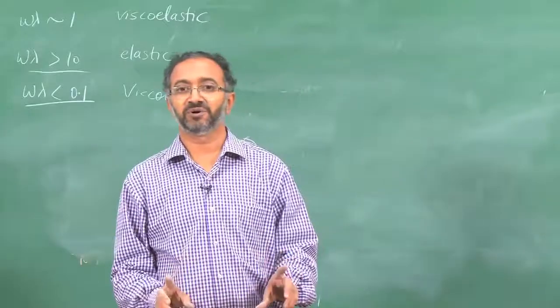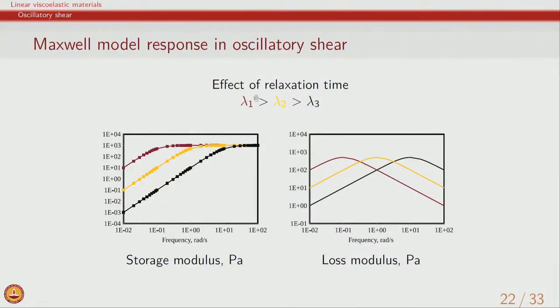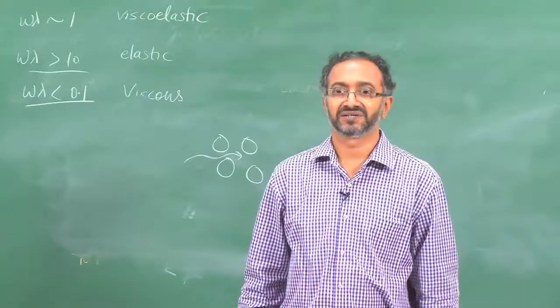Now we look at the response for 3 different relaxation times. So lambda 1, which is the brownish color, is larger compared to yellow, compared to lambda 3, which is the black. Since lambda 1 is larger, at low frequency itself you get elastic response, does it make sense? While the black, which has a very low relaxation time, you have to go to very high frequency to see elastic response, or in other words for most of the frequency range it shows viscous response.